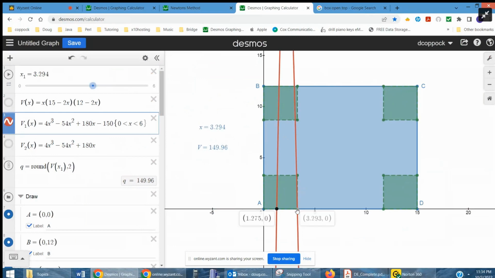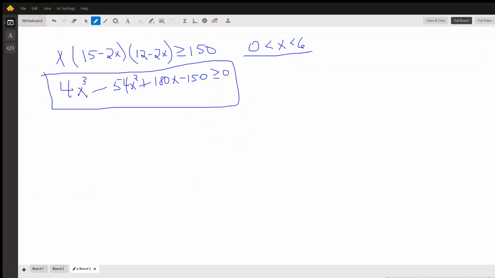X has to be between 1.275 and 3.293. How you were expected to solve that inequality for x, I'm not sure. You better talk to your teacher about that one.